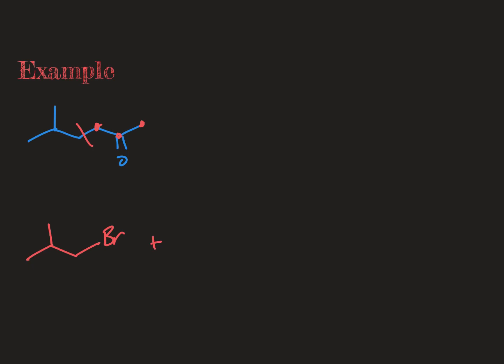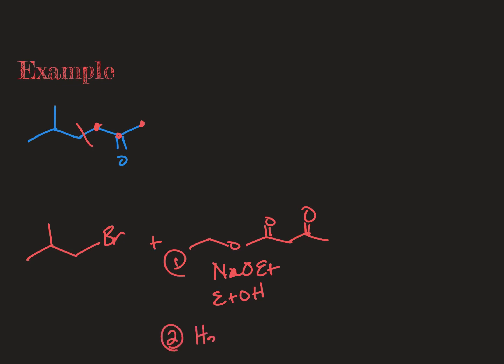If I react that with the starting material reagent along with the sodium ethoxide and ethanol. So all of that is step 1. Step 2 is the acidic workup and heat. That will give us the desired product.